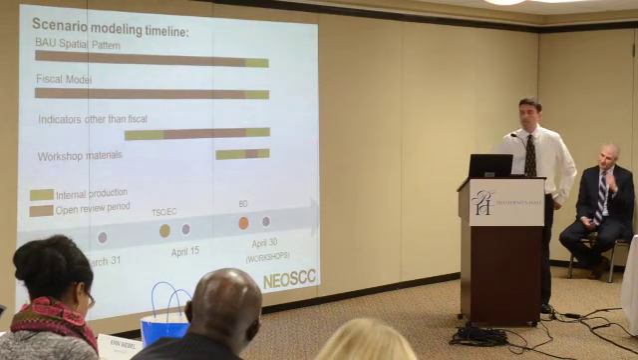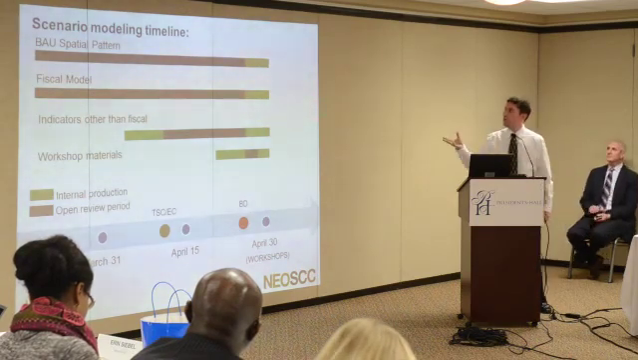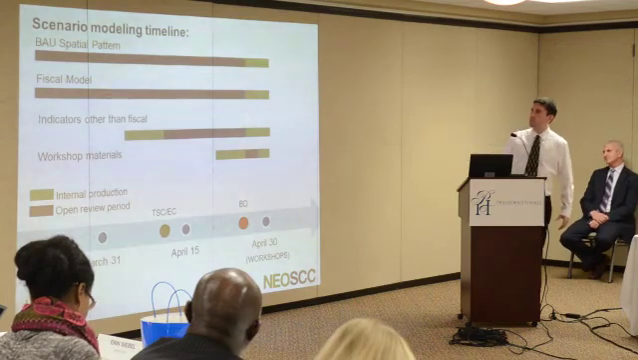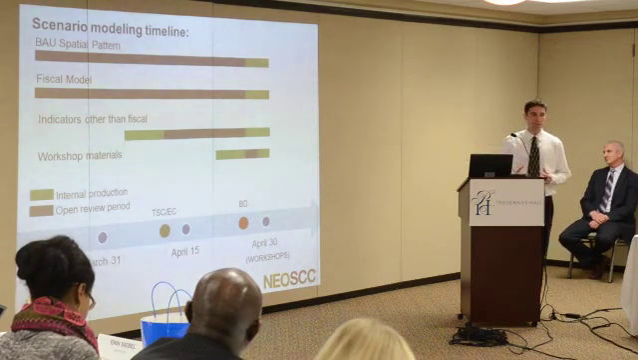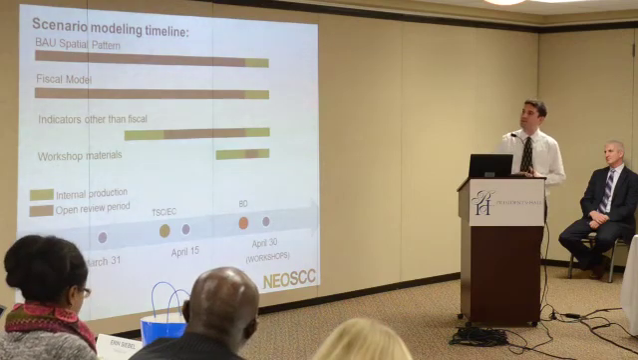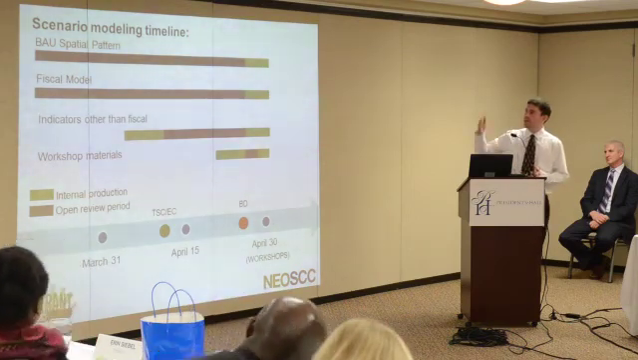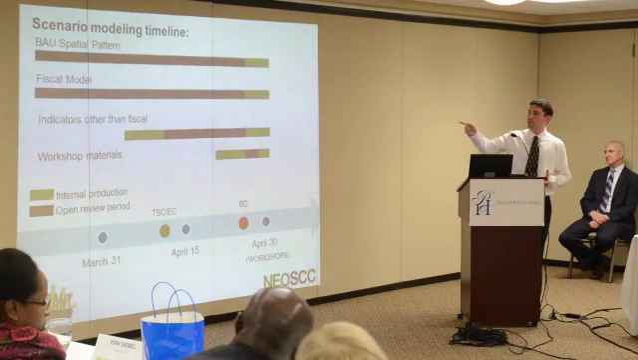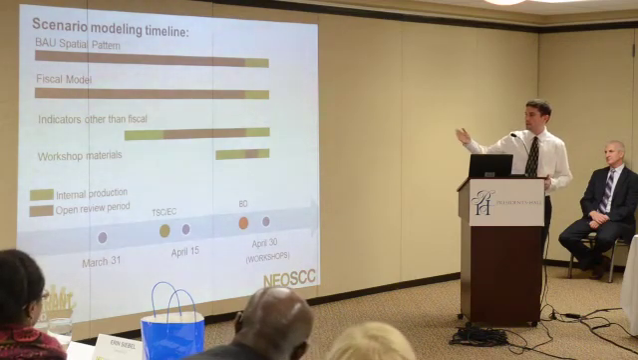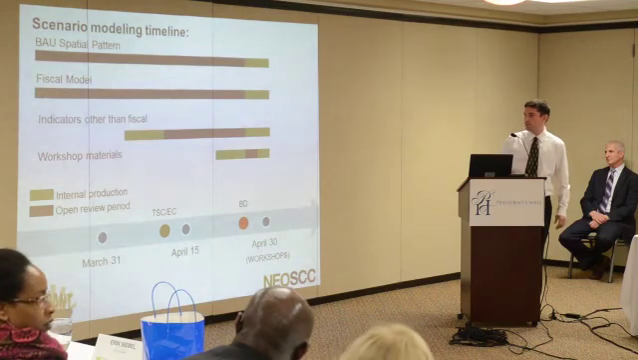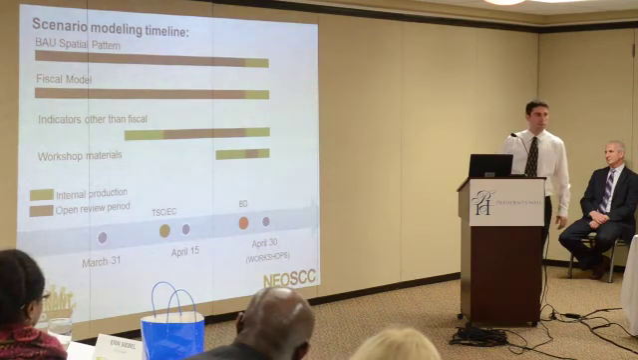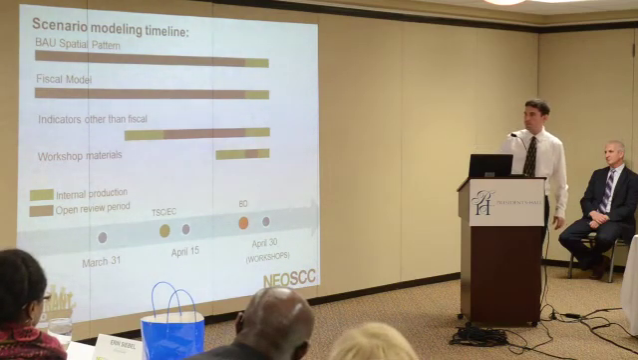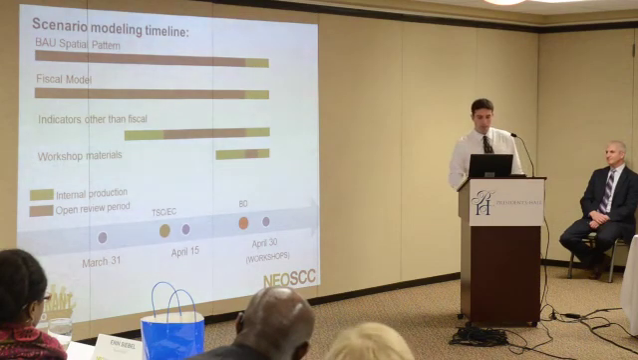And this is just a general timeline, with some of the major deliverables pulled out. You can see the blue is the review period, so we're fully now into the review period. This right now is a review of the business as usual spatial pattern. Fiscal model, basically the same time frame. Indicators have a little bit of lag time, and then some time for the workshop materials once we get closer to the middle of April. So that's an overview of what the process is going to be like.